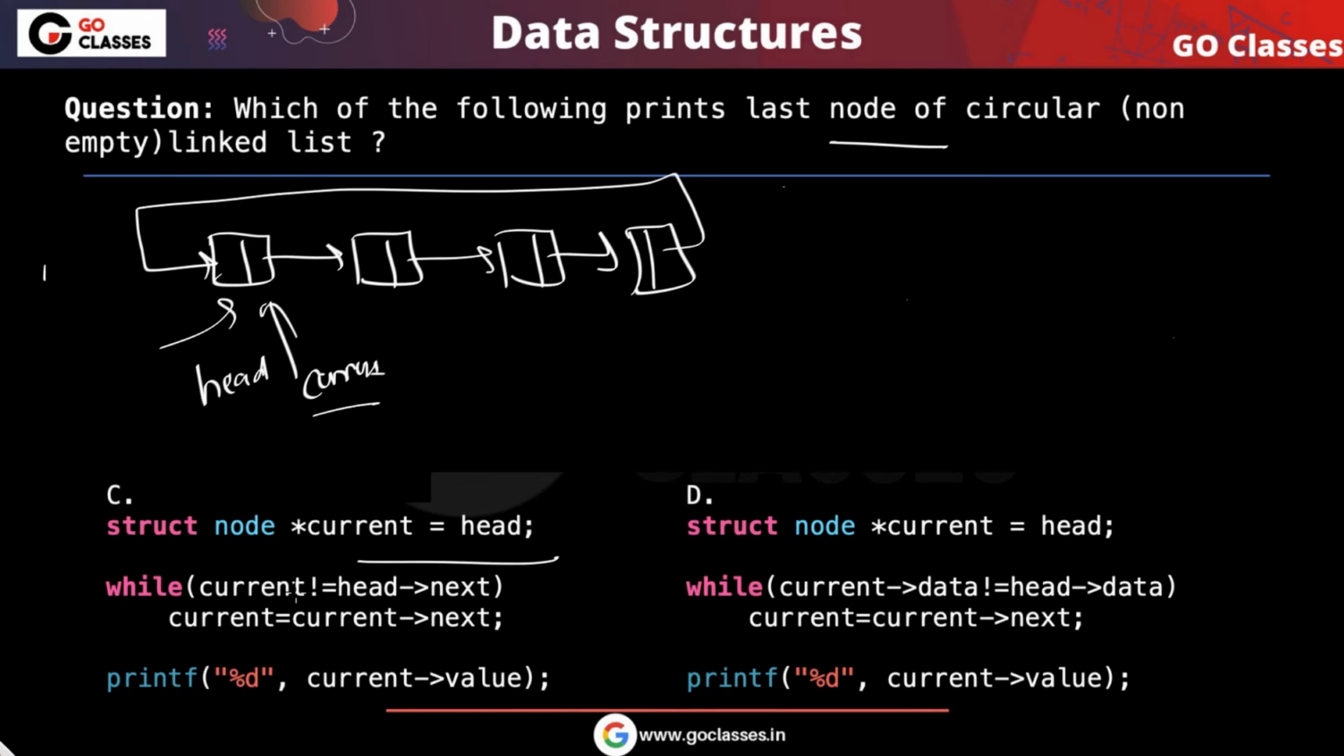Now I'm saying current is not equal to head next, which means after this while loop I will be actually here, right? Why? Because this will be false only when current and head next are equal. So after this while loop I will be here. That seems like it is working, right? Or there is some problem. Now I'm printing the current value. So what is the difference between C option and A option?